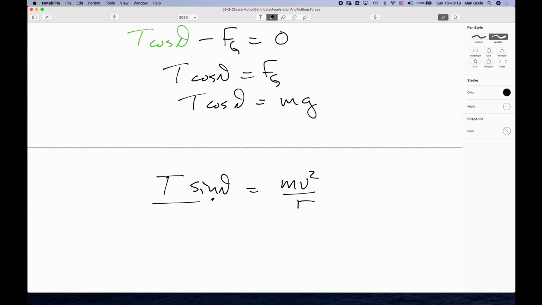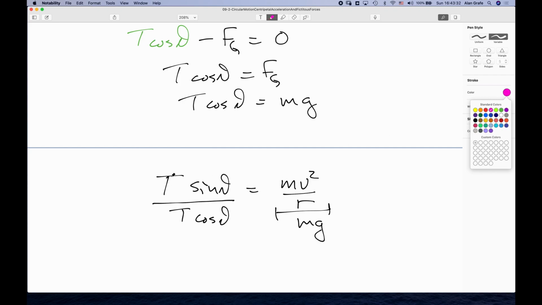And what we're going to do is divide the left-hand side by t cosine theta. On the right-hand side, we're going to divide by what it's equal to, mg. Now, hey, check out what happens. First off, the tensions cancel, which is what we wanted. Secondly, added bonus, since I never told you what the mass was, it's a good thing that it cancels here.